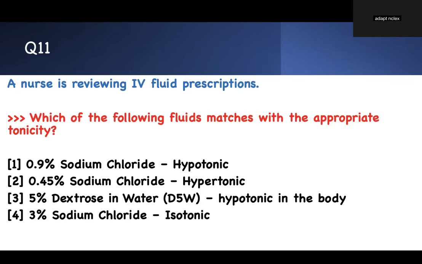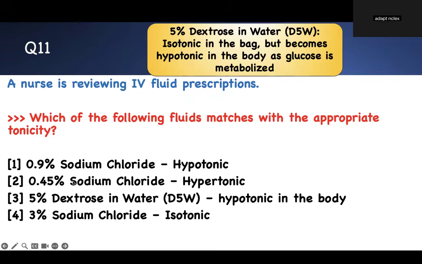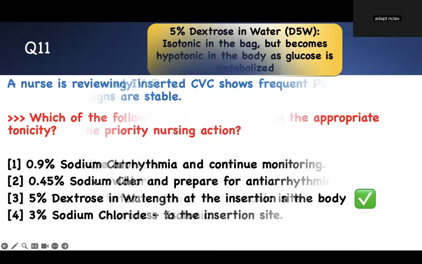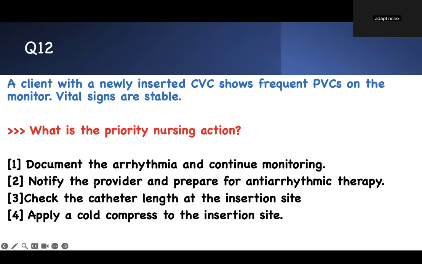0.9% is associated with isotonic. It cannot be hypotonic. 0.45% is less than 1%. It can never be hypertonic. What you're left with is number 3. Even if you don't know it, you've got to pick it, because D5W is isotonic when it's in the bag and hypotonic when it's inside your body. That's your right answer.